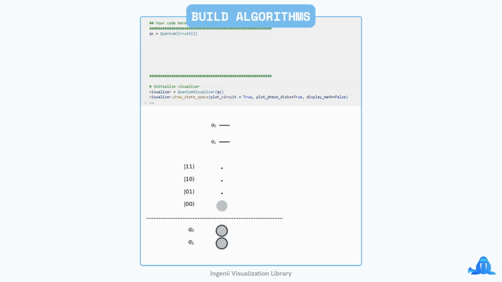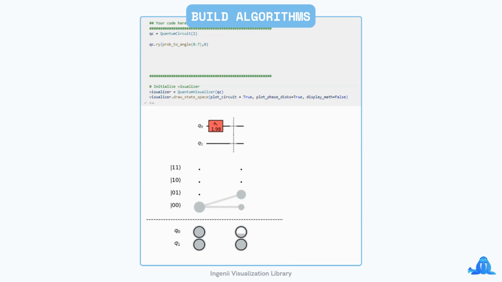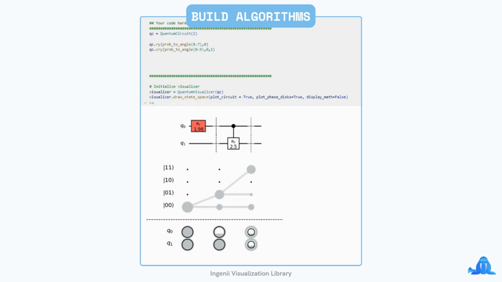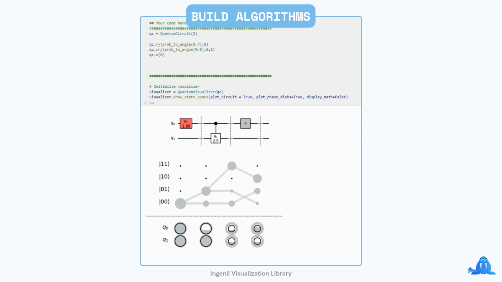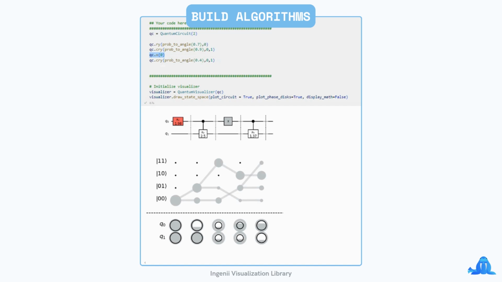Once you've mastered these visualizations, you can use them to build your very first quantum algorithms. For example, Engeni's library enables you to construct a quantum Bayesian network, a probabilistic model that reveals relationships between events and their likelihood of influencing one another. With these tools, you can track quantum state evolution, ensuring you grasp how each gate contributes to solving computational problems.